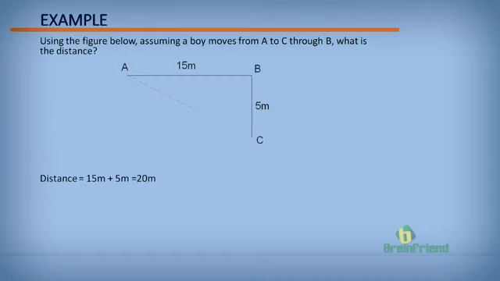Another example here says, using the figure below, assuming a boy moves from point A to C through B, what is the distance he traveled? He went this way and then came back this way. His distance, as we said earlier, is simply the summation. You simply do AB plus BC, which gives us a distance of 20 meters.